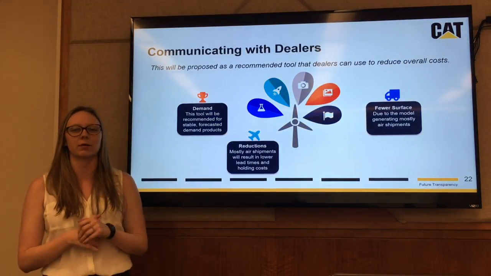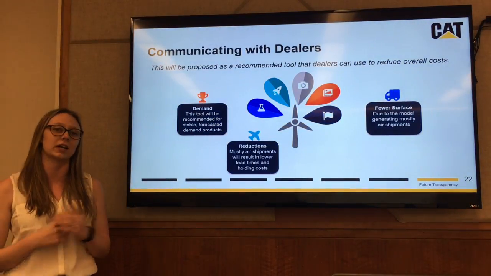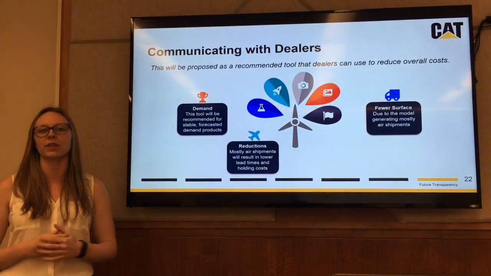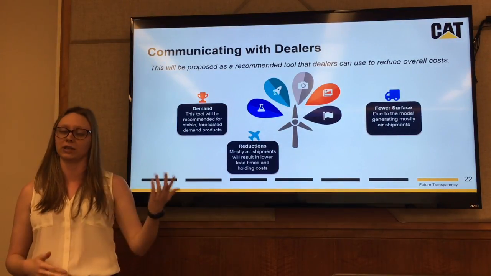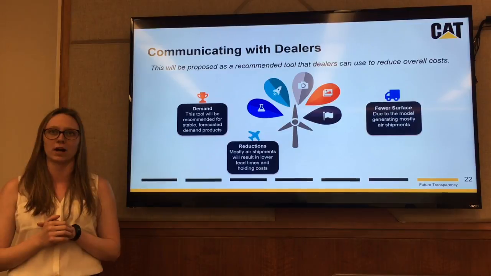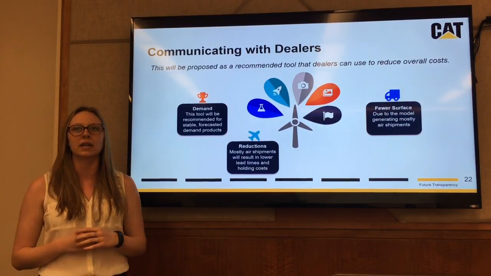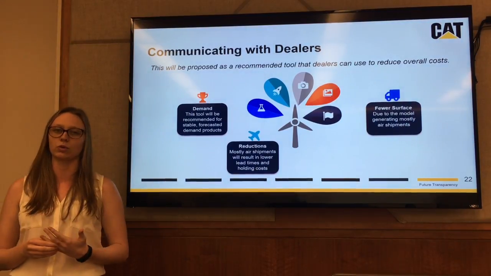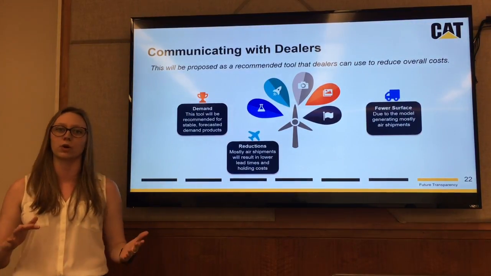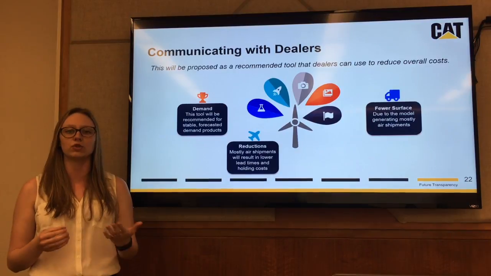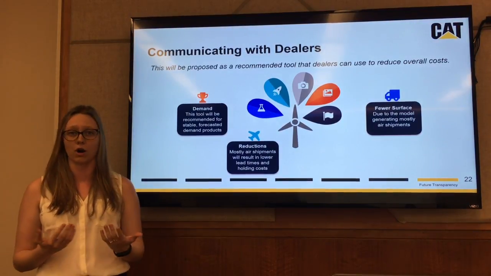One thing that Caterpillar does pride itself on is being transparent not just with its end consumers, but with the people that it deals with in its supply chain, including the dealers at this hub and spoke model. The three things that we really want to touch on when communicating with these dealers is reminding them that this is just a recommended tool that they can use in order to switch modes as they see fit, and to stress that this could potentially reduce overall costs for them.